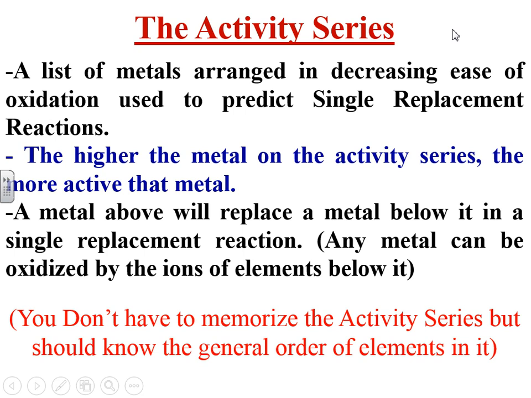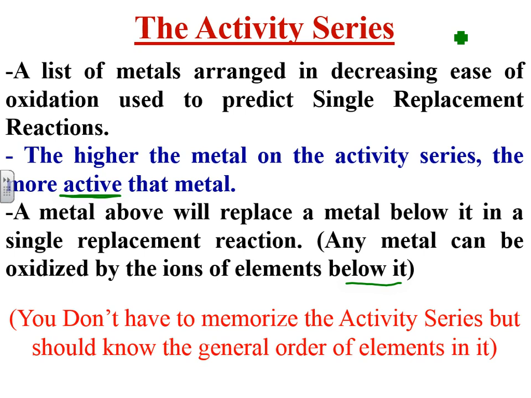A metal above will replace a metal below in a single replacement reaction. From the perspective of oxidation reduction, we can say that any metal can be oxidized by the ions of elements below it. After we do some example problems, you can go back and this will probably make a little more sense. The nice thing is, you actually don't have to memorize the activity series. It'll be given to you, but you should know the general order of the elements in the activity series.